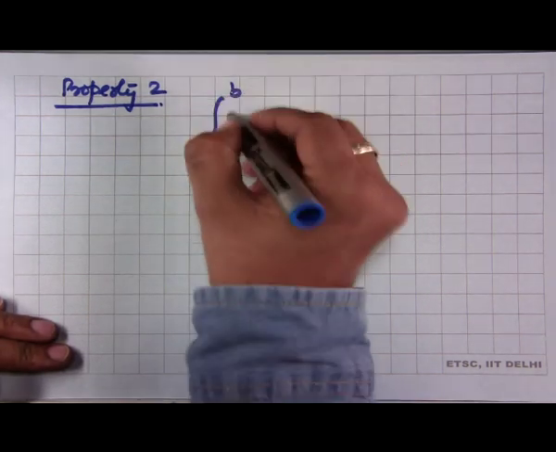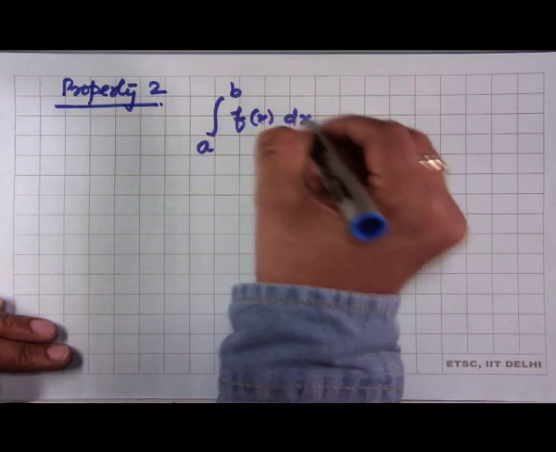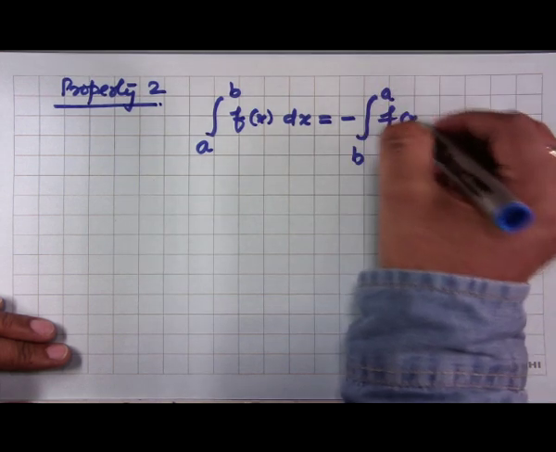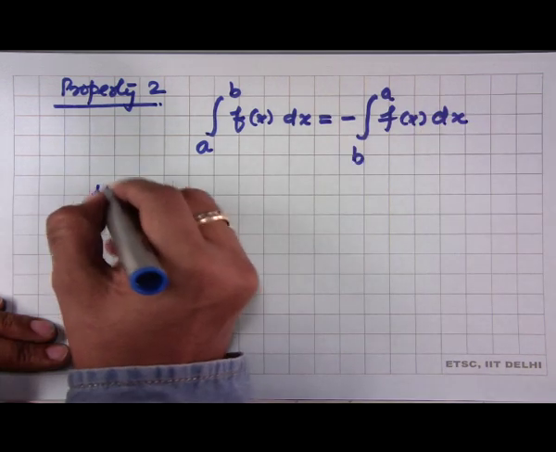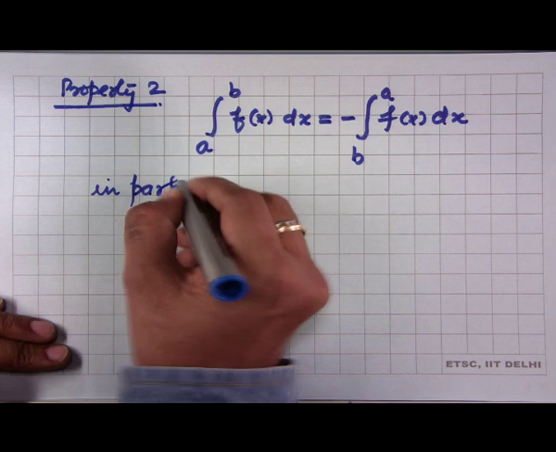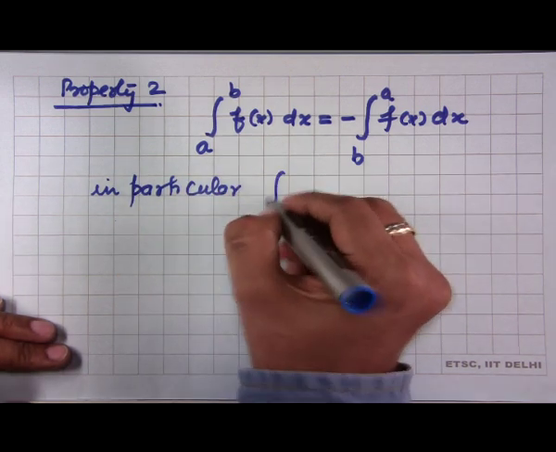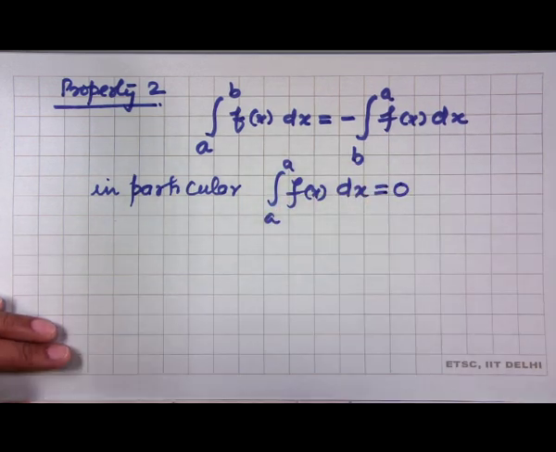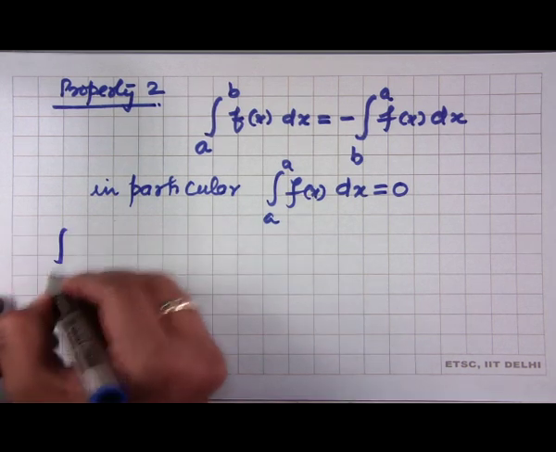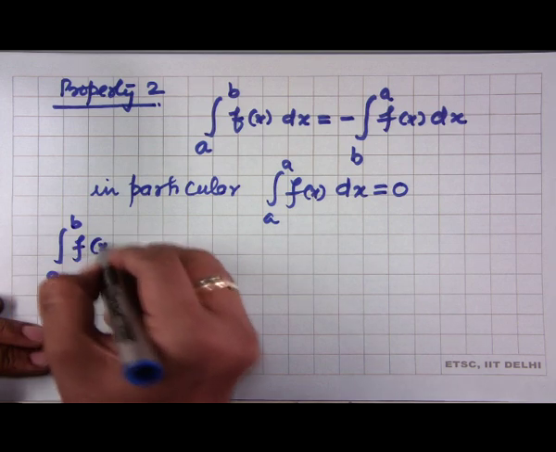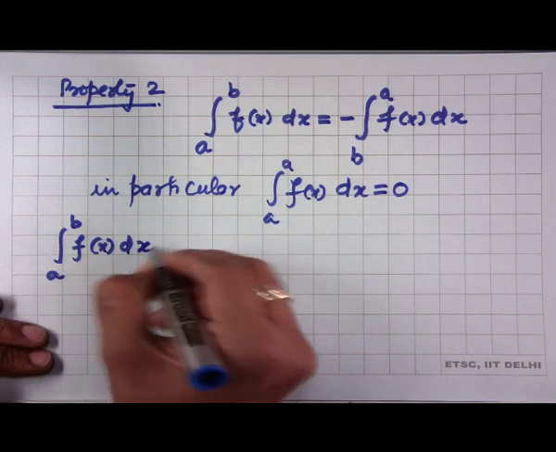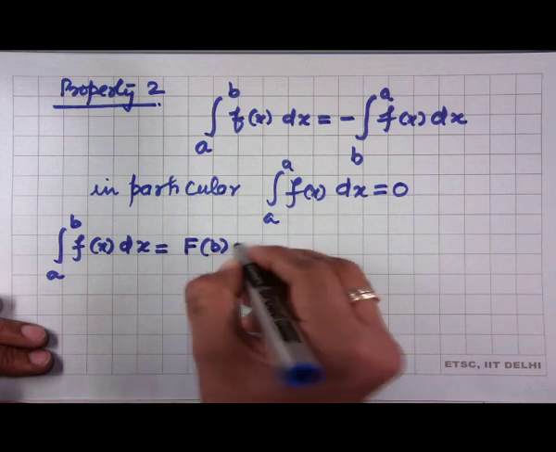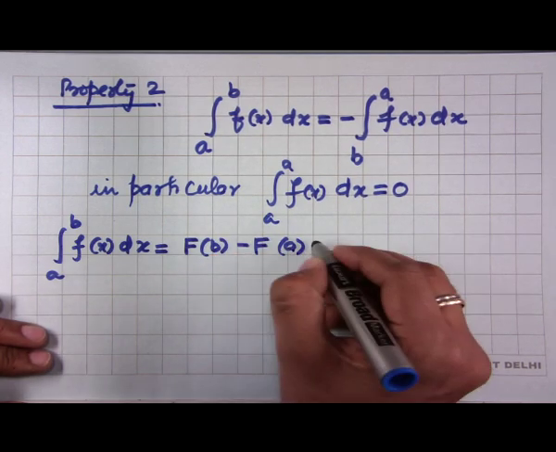The integral from a to b of f(x) dx is equal to minus the integral from b to a of f(x) dx. In particular, the integral from a to a of f(x) dx is 0. We know that if small f(x) has an antiderivative, say capital F(x), then the value of the integral is written as this.